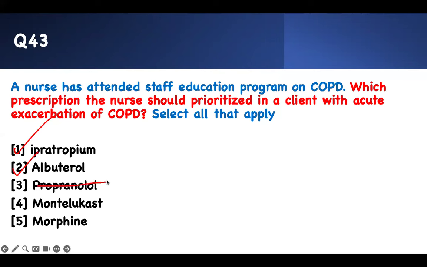The beta blocker is not good. Then this is a non-selective one. It affects the COPD patient. Antiglucose is long-term. Morphine depresses their respiratory rate. So 1 and 2 is the right answer.